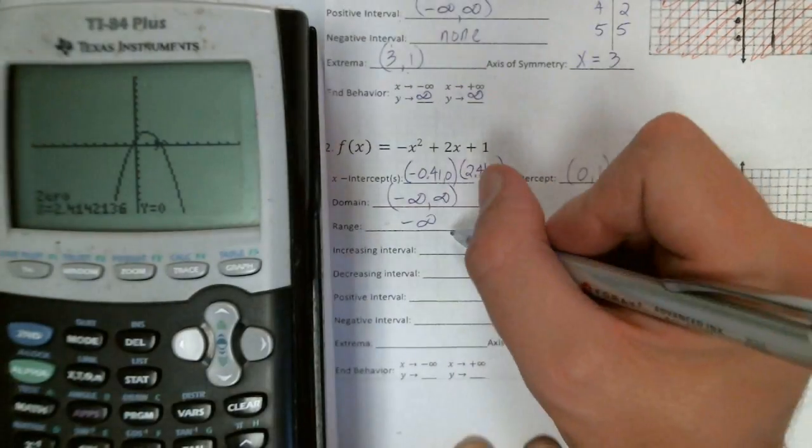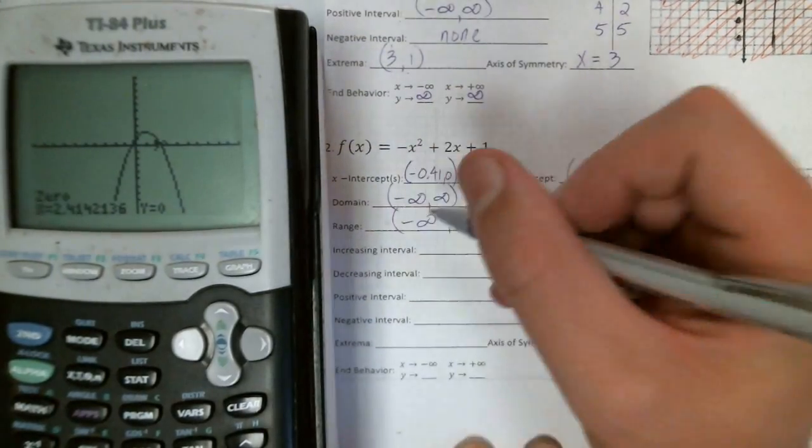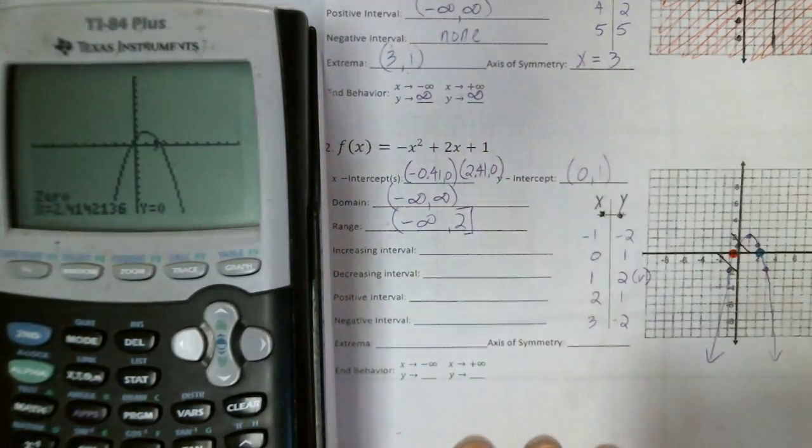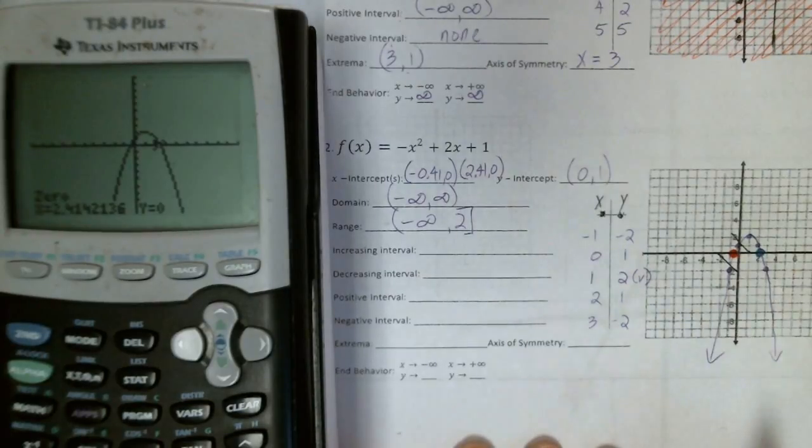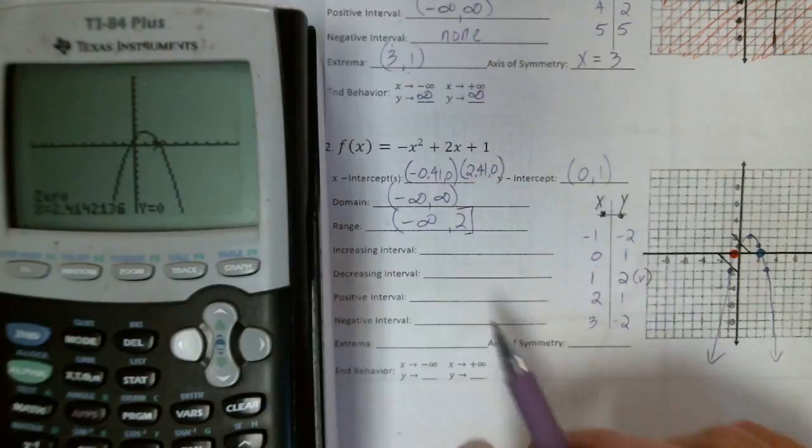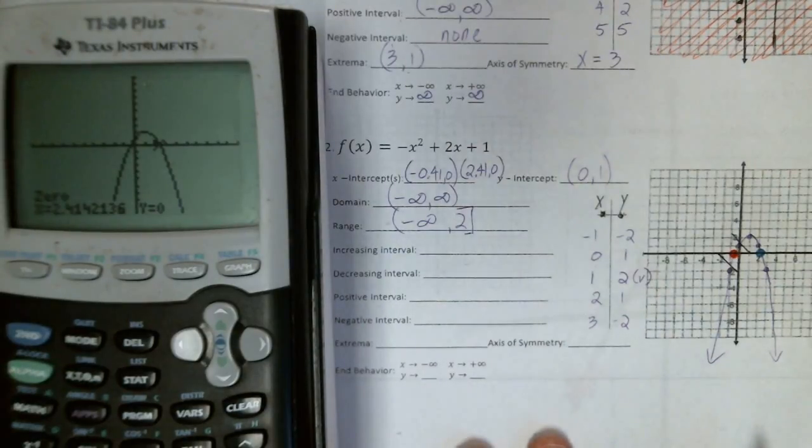Okay, so from negative infinity until 2, I have y values. And I always put this guy in brackets because I do physically touch y equals 2. All right, here we go, the tough ones, the intervals. All right, increasing, decreasing intervals.